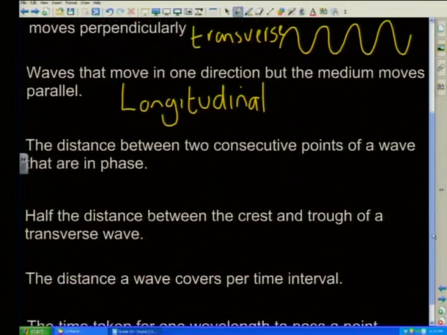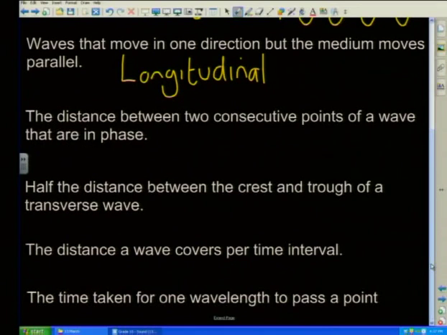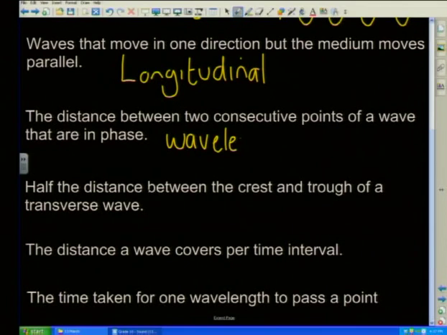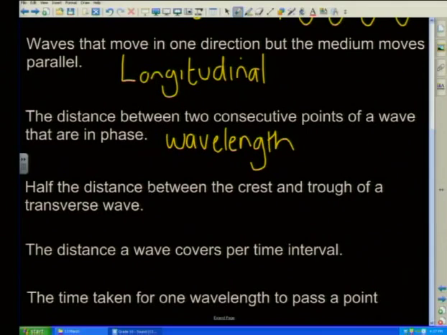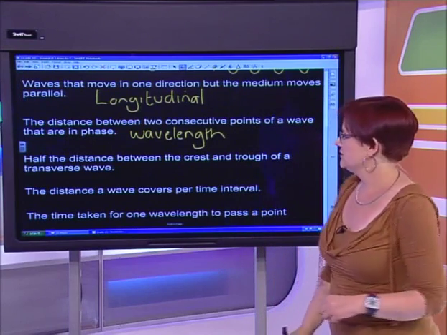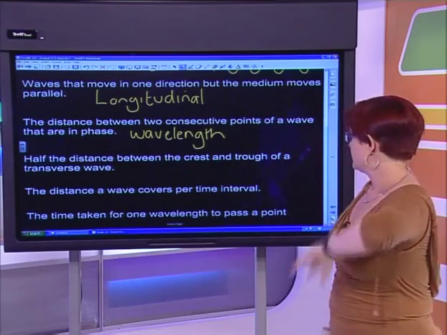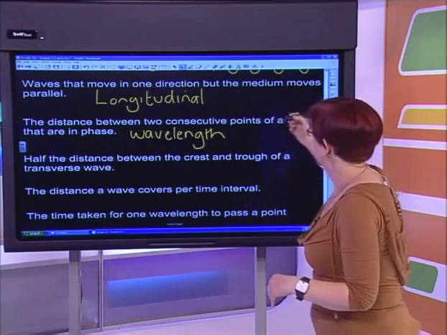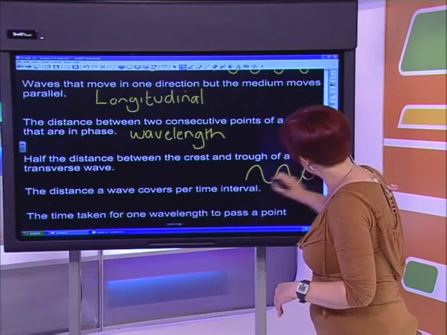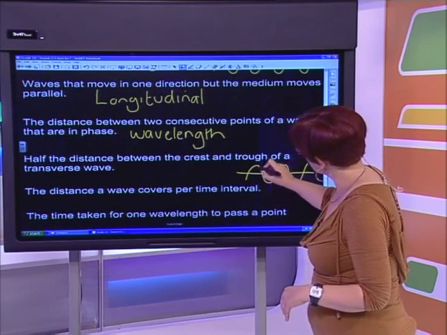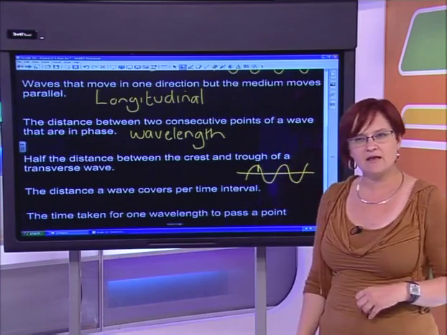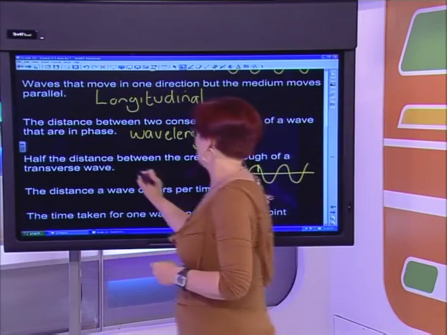Then we have the distance between two consecutive points of a wave that are in phase. Remember, consecutive points in phase means that they are the wavelength. Okay, that gives me my wavelength distance. Half the distance between the crest and the trough of a transverse wave. So if we draw it as a little picture, there's my transverse wave. Half my distance means it's that little piece over there. Okay, and that little piece we called amplitude.